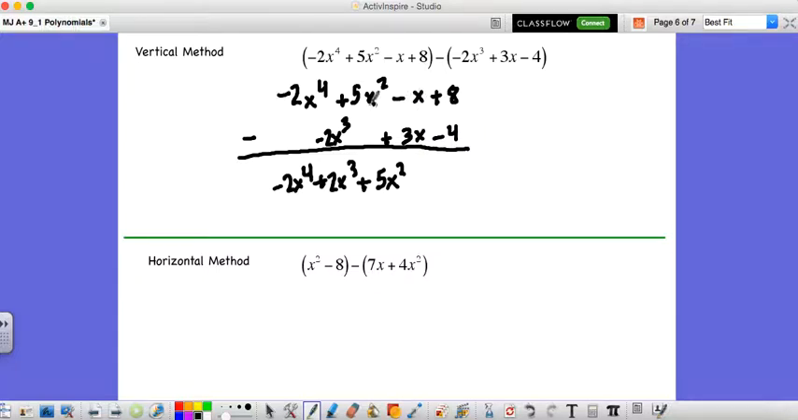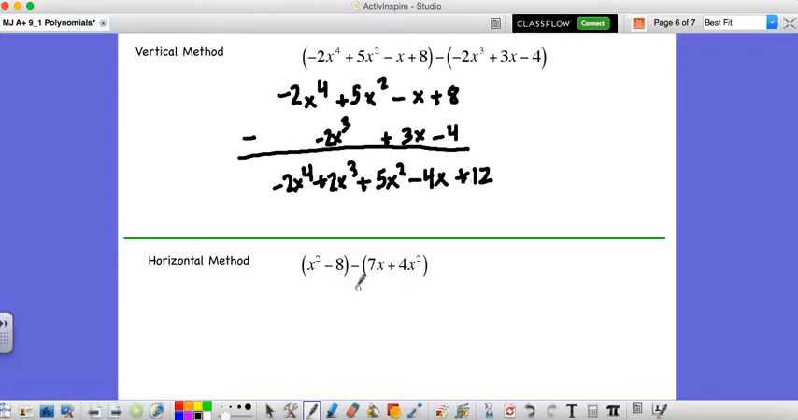Here we have negative x minus 3x, that's minus 4x. Be careful, now we have 8 minus negative 4. That's not going to be 4. 8 minus a negative is like 8 plus 4, so that's 12. So this sum is actually negative 2x to the fourth plus 2x cubed plus 5x squared minus 4x plus 12.